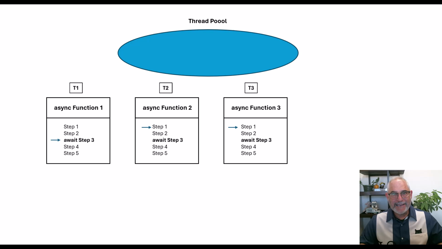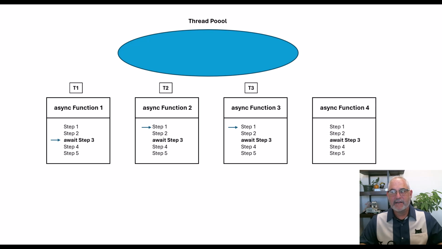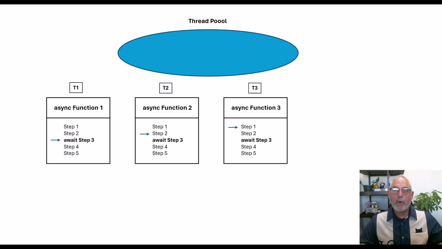So you can probably guess what's going to happen next. We need to start async function 4, and we can't because there's not an available thread in the thread pool. We are now experiencing thread starvation. So this is where async await is going to come into play. And let's rewind a little. Let's back up the story a bit.